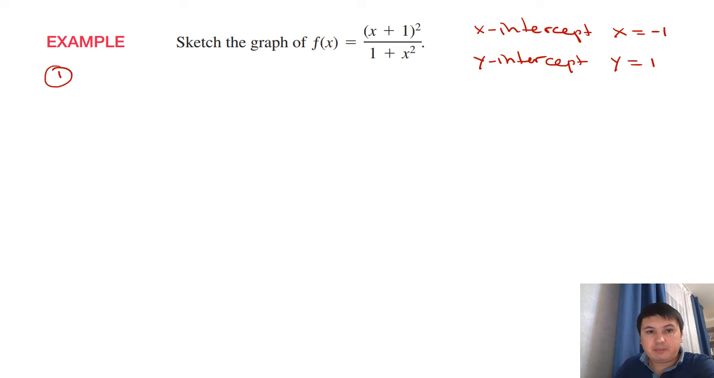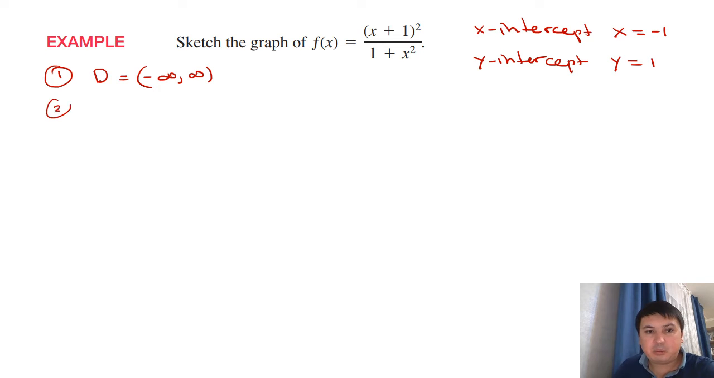Okay, now what was the procedure? First, we want to find the domain. We do not have any problems like division by 0, so the domain is from -infinity to infinity. We do not have any symmetry. It's not an even function, it's not an odd function, etc.